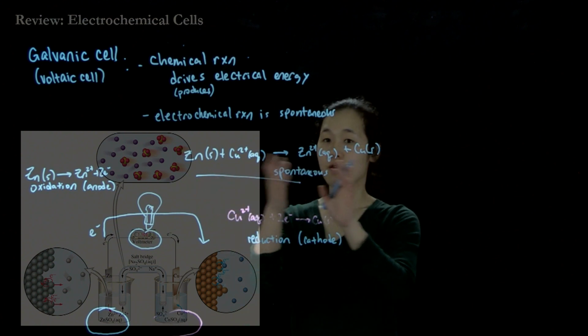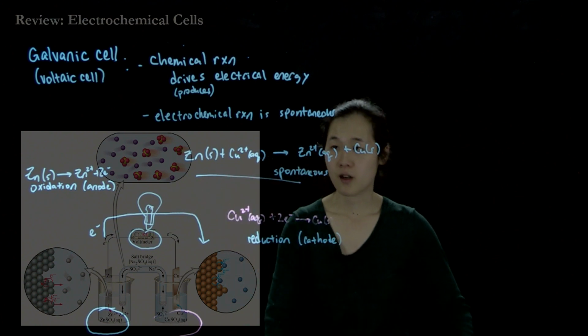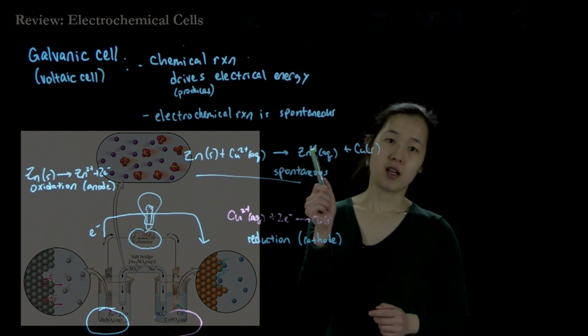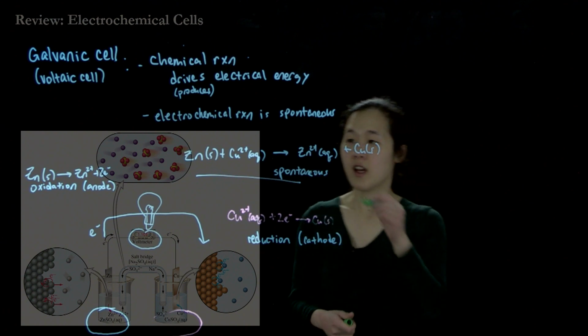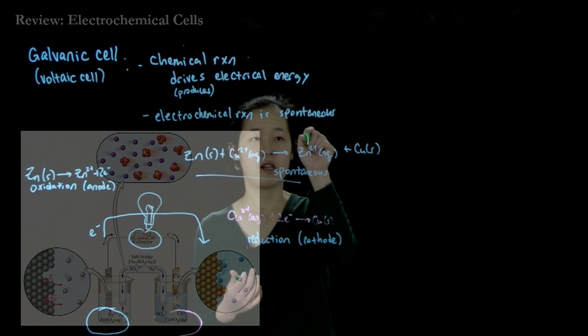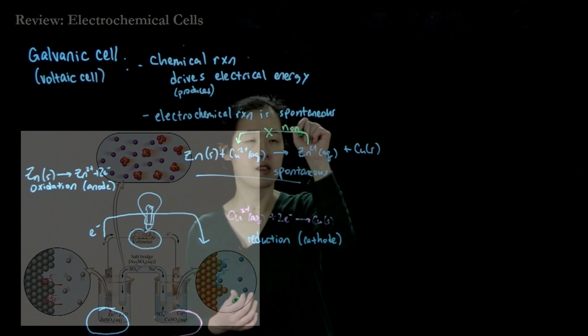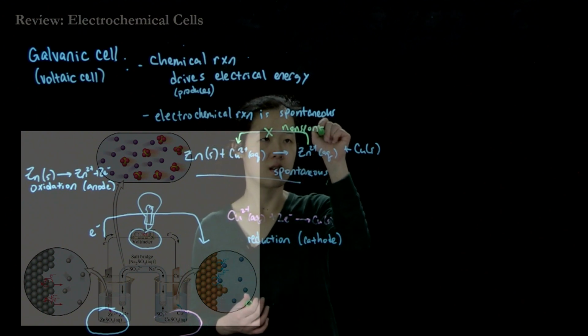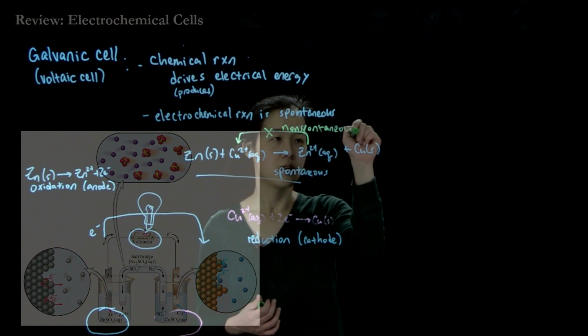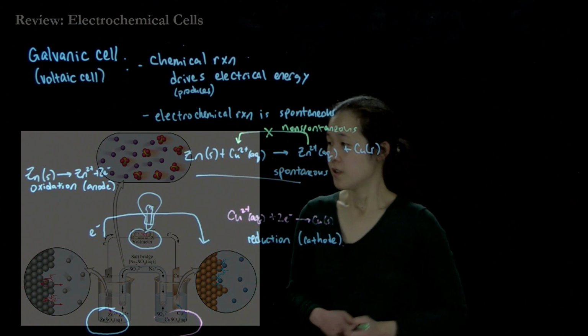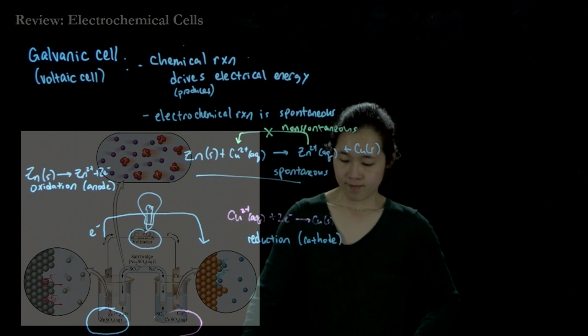If we tried to do the reverse reaction here, if we wanted to take copper metal and zinc ions in solution, and then we tried to make a cell this way, this would not go because this is non-spontaneous. So overall, this is a galvanic cell.